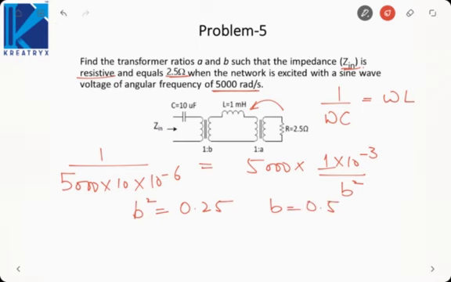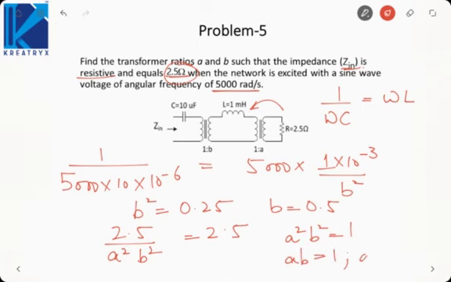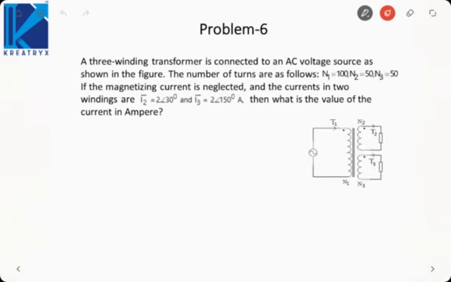Now the input impedance remains only resistance. So resistance in the primary circuit was 2.5 by A square B square, but it is saying input impedance is 2.5 ohm. That is, A square B square is 1. That is, AB is equal to 1, which implies A will be equal to 2. Since B is 0.5, A will be equal to 2. So that is how we calculate the transformation ratio of each of the transformers. Moving on to our next problem.